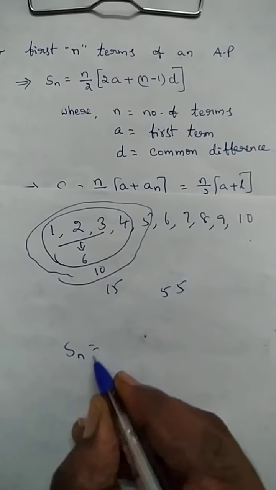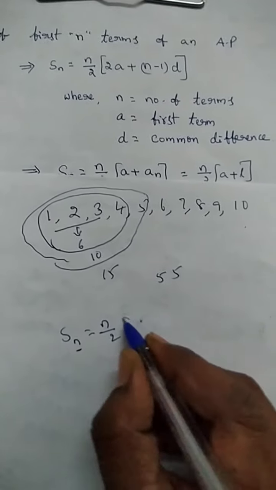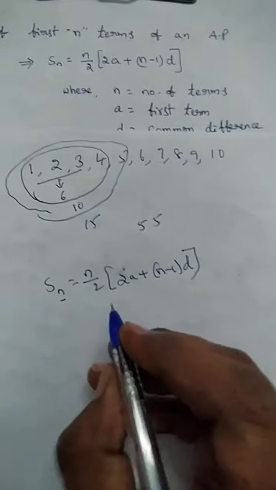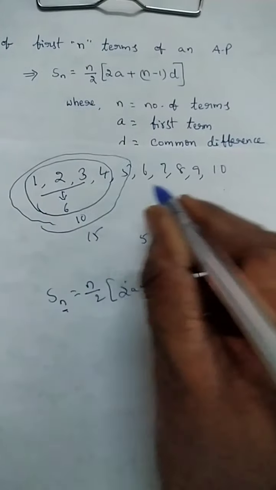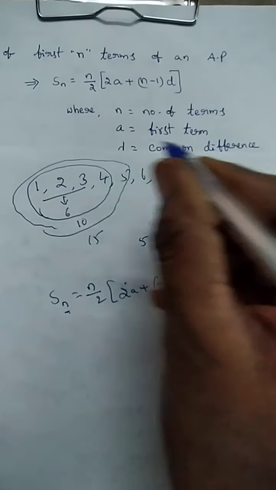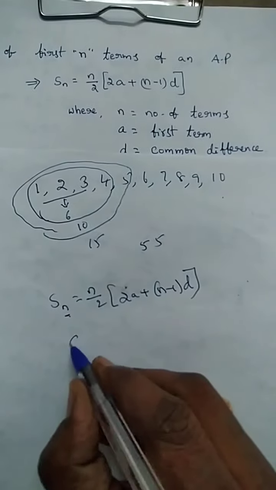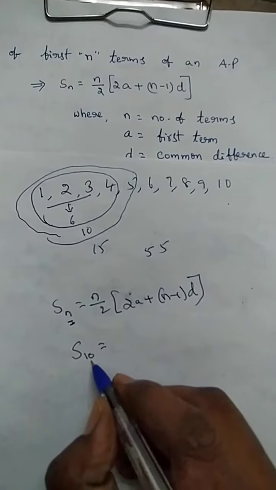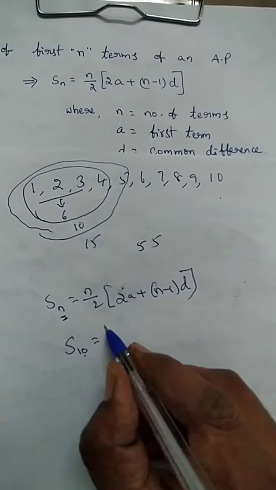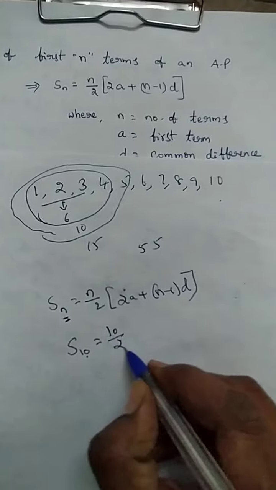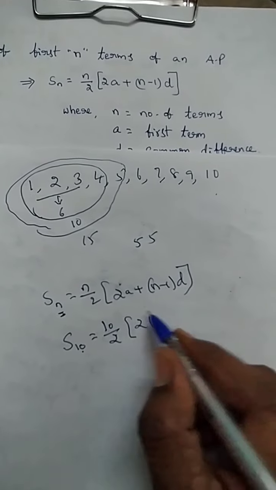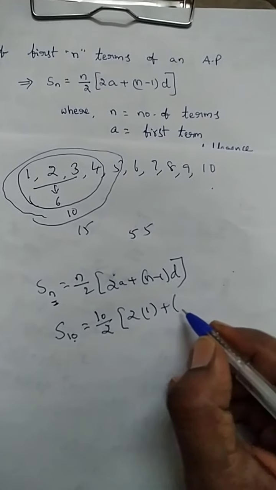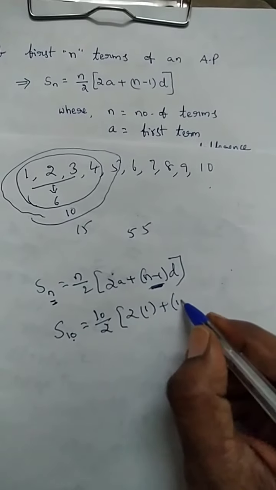Look at this. Sn is equal to n by 2 into 2a plus n minus 1 into d. Here n is how many terms we are adding, so it is S10, the sum of 10 terms. So n by 2: how many terms are added here? 10, so 10 by 2. Then 2a, where a is the first term, which is 1. Plus n minus 1, with 10 terms, that is 10 minus 1.